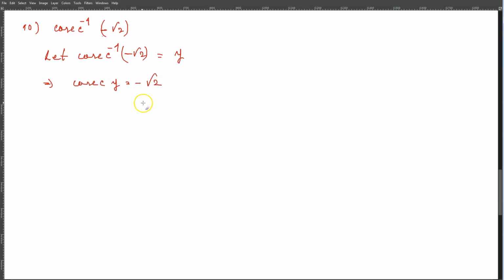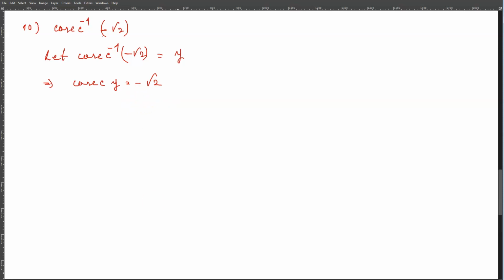Okay, so the next question that we have is question number 10, which is the cosecant inverse of negative square root of 2. If I let the cosecant inverse of negative square root of 2 equal y, that means that the cosecant of y is equal to negative square root of 2.